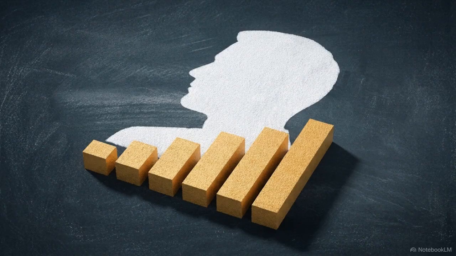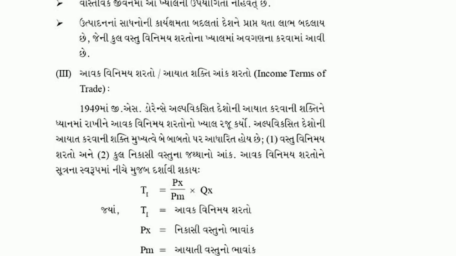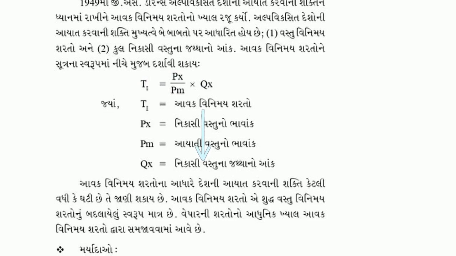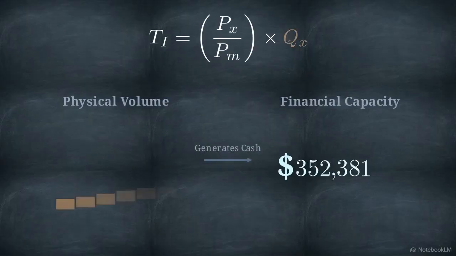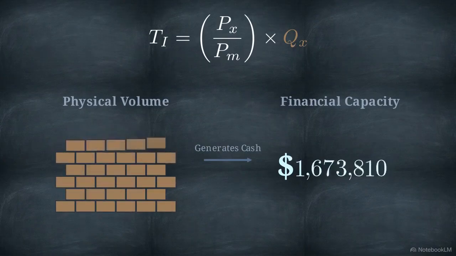That blind spot was addressed in 1948 by G.S. Dorrance, who developed a crucial metric for developing nations known as the income terms of trade. Dorrance addressed this by taking the original price index ratio and multiplying it by the total physical volume of exports, the variable QX. This new formula calculates a country's purchasing power, modeling their true capacity to import. For developing economies, survival is rarely dictated by the high price of a single specialty good. It depends heavily on the sheer volume they can output to generate enough cash to buy foreign necessities.